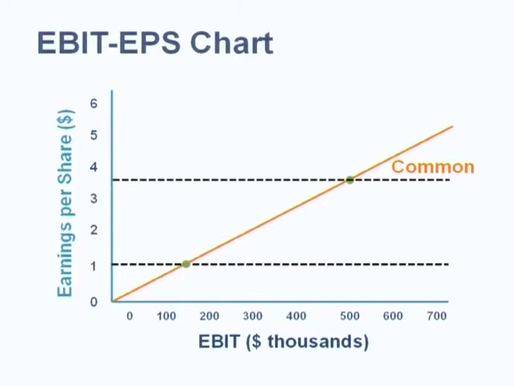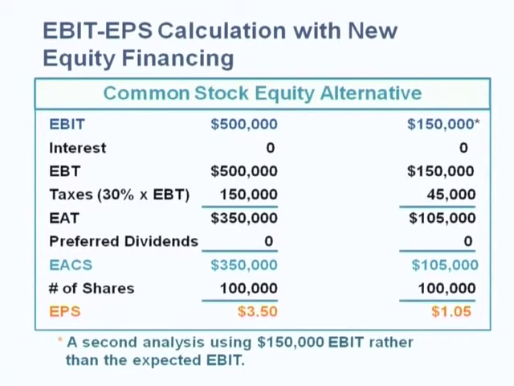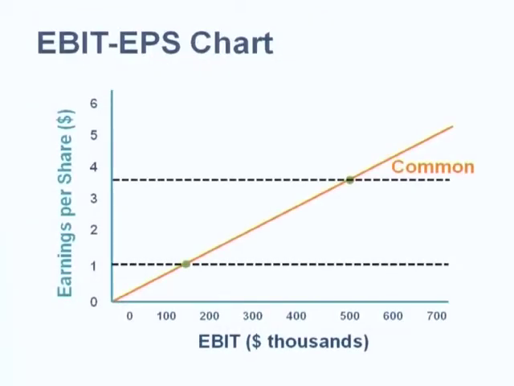And let me ask you, if you want to draw the line, how many dots do we need? 2, right? At least 2 dots. So find the other dot. Let's assume any number for EBIT. Assume EBIT is 150,000, what happens to EPS? You calculate: EBIT 150,000, interest 0, EBT 150,000, tax will be 45,000, and you get EAT and EPS of 1.05. You plot the dot, you get the left dot, and you can connect the line. This is the line for the common stock.